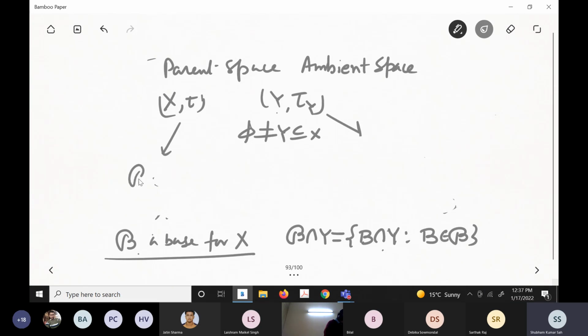Suppose at a point x you are taking the local base Bx at x. Then what will be the local base for x in X, and when x is in Y? Of course, you'll have to think of that, because outside Y I don't need to bother about.